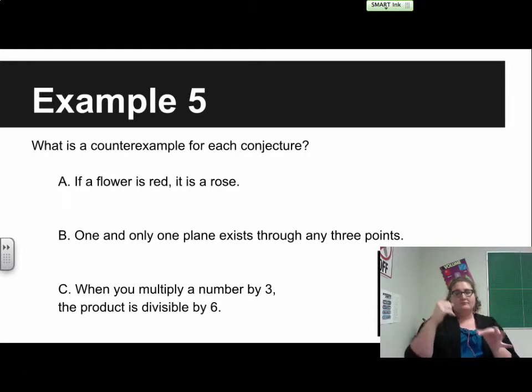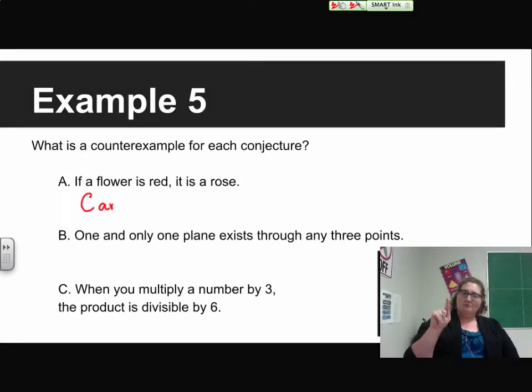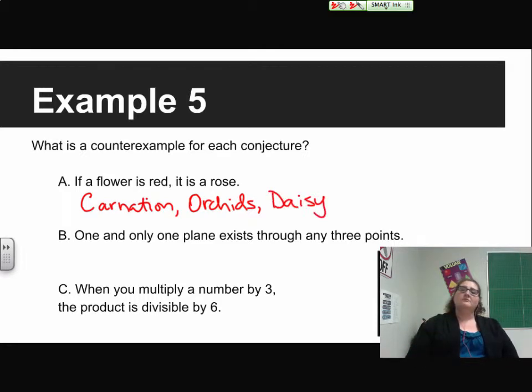It says, if a flower is red, it is a rose. Now, I'll be honest, when I thought of this, the only flower I could think of was a carnation. So I Googled it. You could have a carnation. You could have orchids. You can, by the way, Google red flowers. You could have red daisies. All those are counterexamples to if a flower is red, it's a rose.